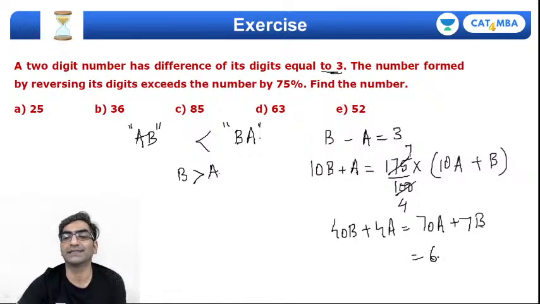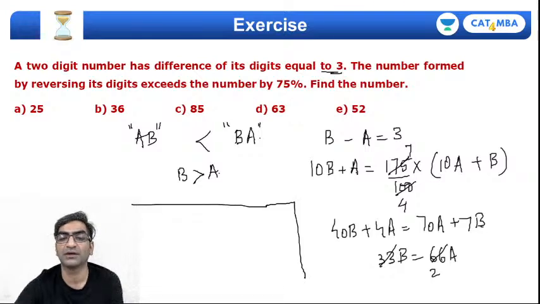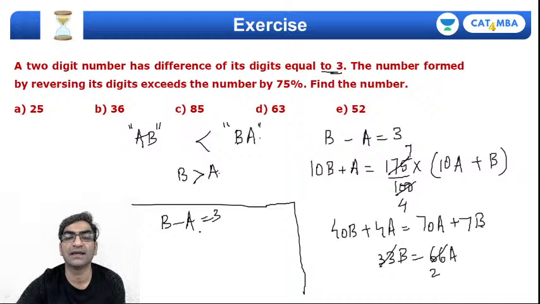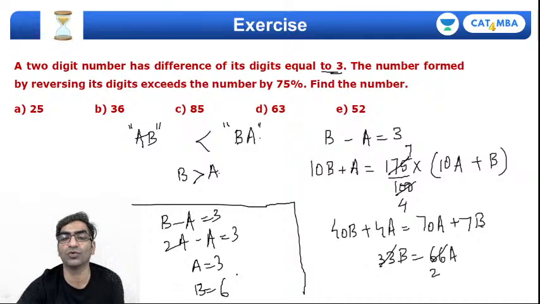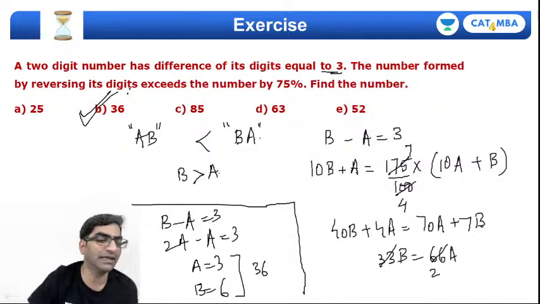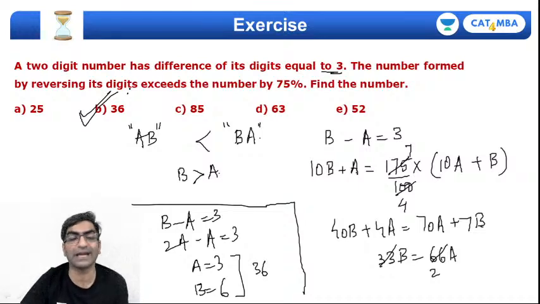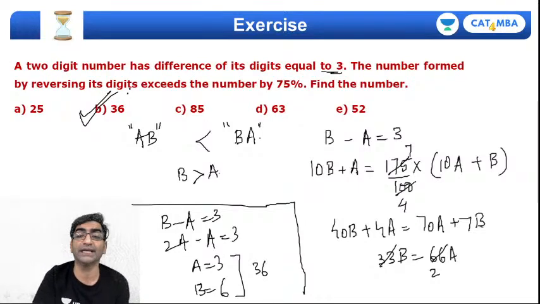70A minus 4A is 66A, 40 minus 7 is 33 times B, which means B is twice A. I take this and I substitute in the original equation. What happens? B is now 2A. So if B minus A was 3, then 2A minus A must be 3, which means A must be 3, and hence B must be 6. So the original number would have been 36. That's option B, right? Even if option choices are not available, I can still go ahead and solve this, right? I hope that makes sense to you guys.